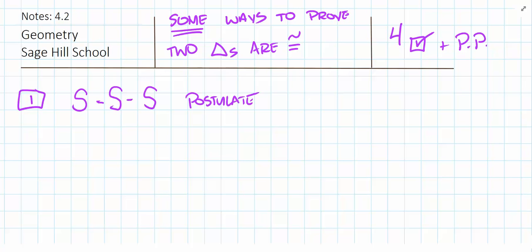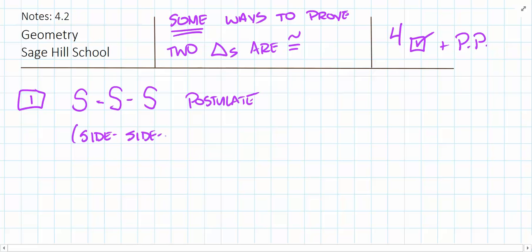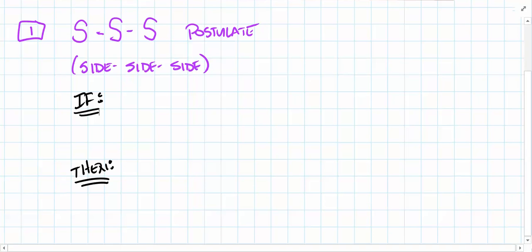The first one is called the SSS postulate. This is the very first one. You're going to have 5 tools in your arsenal. You get to try to figure out which one to use before you start the proof. This is the first one. It's called SSS. You know what SSS stands for? It's called the side postulate. So here is the if-then statement for side postulate.